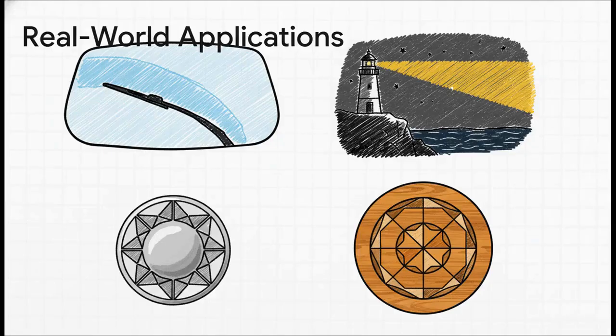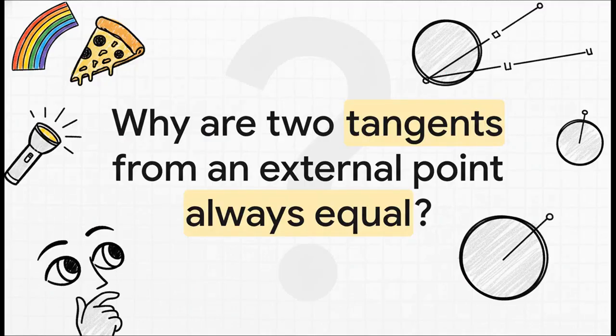And this math, I'm telling you, it is everywhere. It's what engineers use to design the sweep of windshield wipers. It's how you calculate the coverage area of a lighthouse beam. It's even used by artisans who are making these beautiful, intricate designs in jewelry and furniture. So, the next time you see a slice of the world, whether it's a rainbow or a pizza or the beam from a flashlight, you'll know the beautiful, simple math that's defining it.